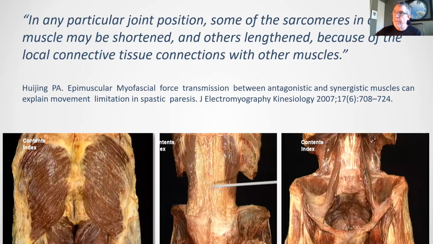To me, this is a really powerful quote, and this researcher has done a lot on the relationships of the parts. But in any particular joint position, some of the sarcomeres in a given muscle may be shortened and others lengthened based on local connective tissue connections with other muscles, right? So when we think about, again, the relationships and the interdependency of the parts, the ability to expose multiple directions and influence multiple tissues with the movements that we're doing, with the long-term goal of improving mobility at certain segments, is certainly to our benefit and ultimately to the user's benefit.